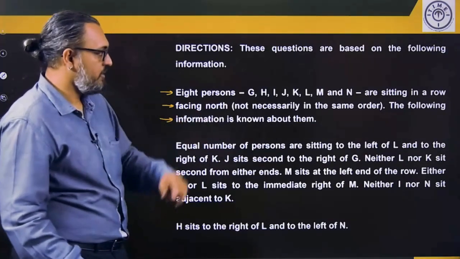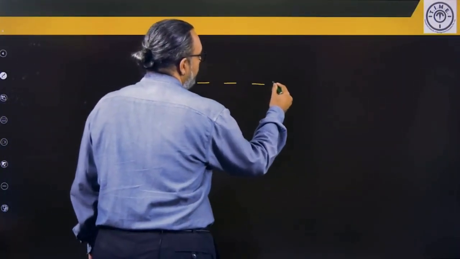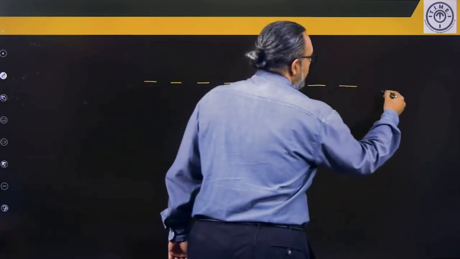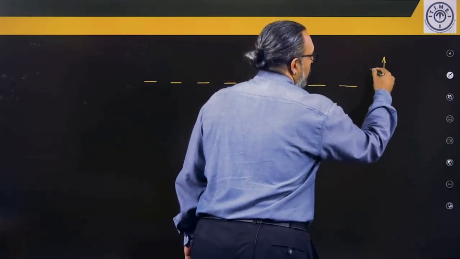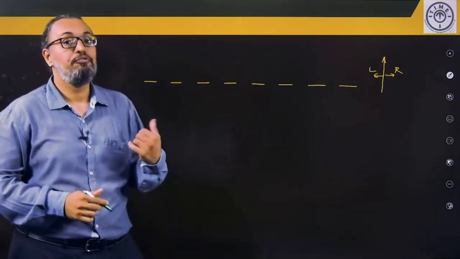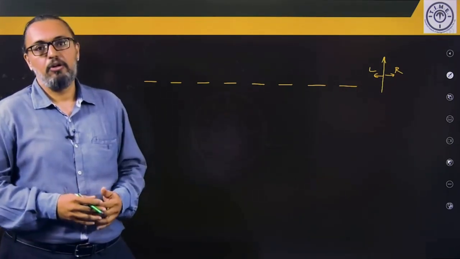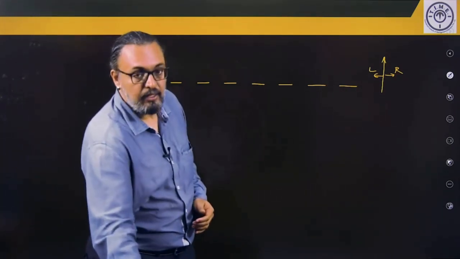Okay, so we have 8 persons seated in a row. So let's take that. So we have 1, 2, 3, 4, 5, 6, 7, 8. So 8 people are seated in a row facing north. So when it is north facing, this is how you understand the left and the right. Your left is the left of the person of the row and your right is the right of the person in that row. Okay.